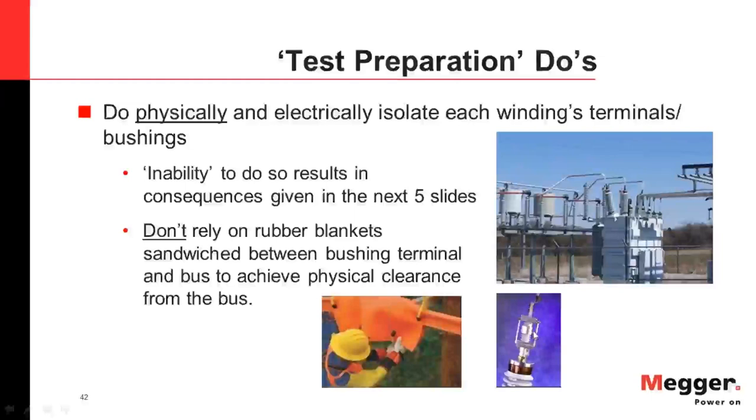But what you don't want to do is rely on rubber blankets to achieve clearance from nearby bus, because otherwise these blankets become part of the insulation test circuit and they may lead to non-representative test results. So if it's really impractical to disconnect bus that's attached to winding terminals, there are four consequences that you need to be aware of.